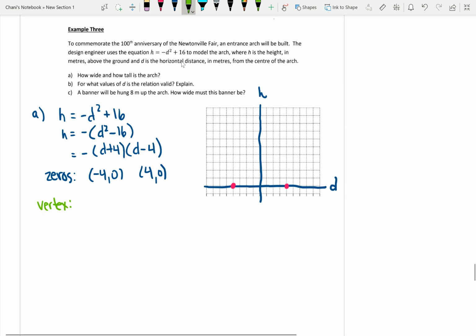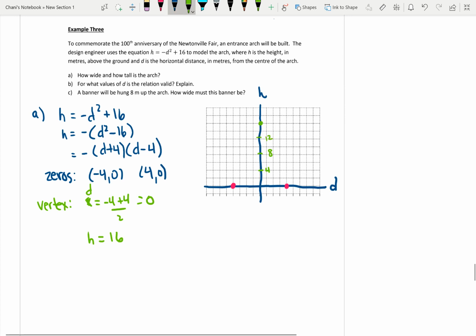So the x value of the vertex is, well, we can average these two. Minus 4 plus 4 divided by 2 is 0. Or, I mean, you could have used common sense. It has to be a 0 distance away from the center of the arch. So actually, instead of x there, my bad, I should have put d. And so the h, I put in 0, is 16. Okay? So my vertex is at 0, 16. So I'm going to go up by 2s. 2, 4, 6, 8, 10, 12, 14, 16. So I do need to show somehow that I went up by 2s.